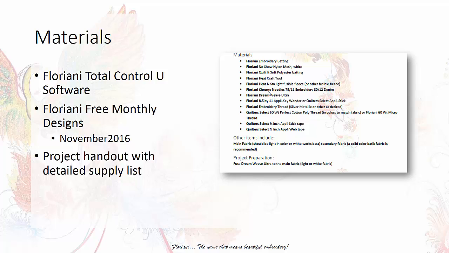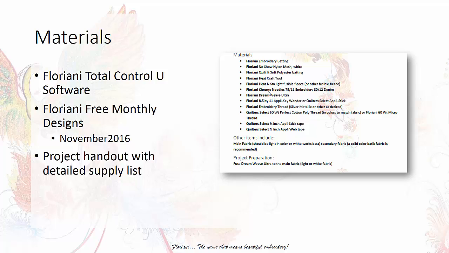It's called Perfect Cotton Poly Thread, and it's a 60 weight. There's 60 colors that are available, and this thread is treated, so it's got more of a matte finish, and it is beautiful. It's a beautiful thread to quilt with, to sew with, to embroider with. It'll give you a totally different look, and that is the thread that I used in my project today.